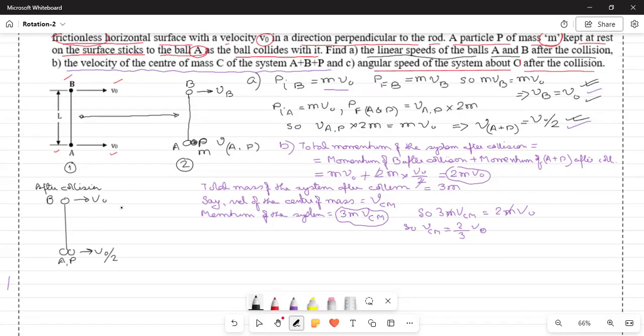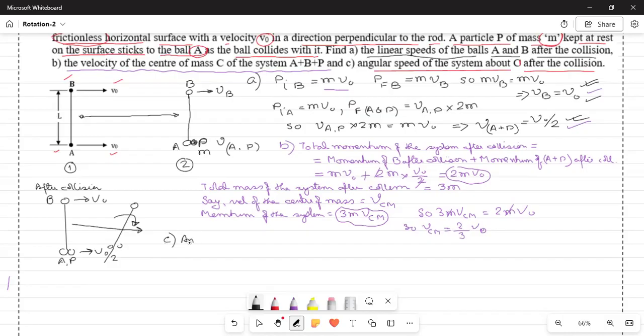So obviously you can see that this dumbbell will have a rotating effect in this direction, in the clockwise direction. They want us to find out the angular speed of this rotating system. Now, this also will not be difficult. Let us say this is part C. What is the angular momentum of B?